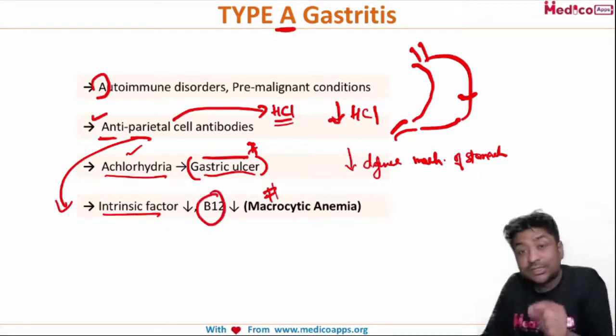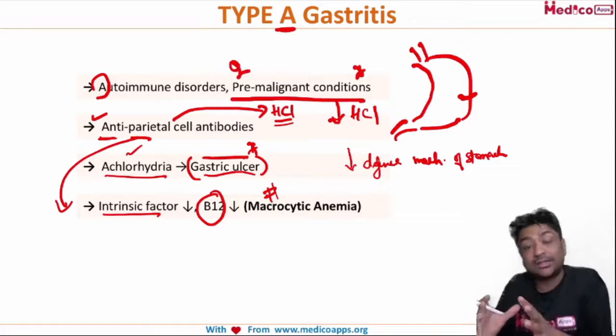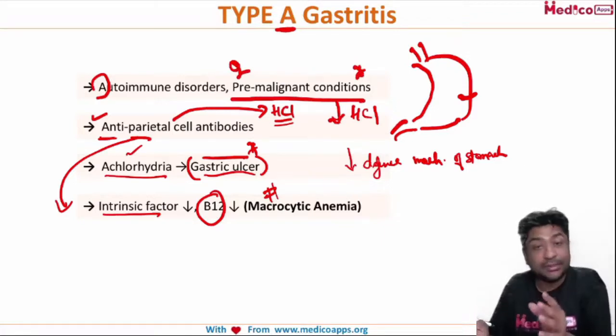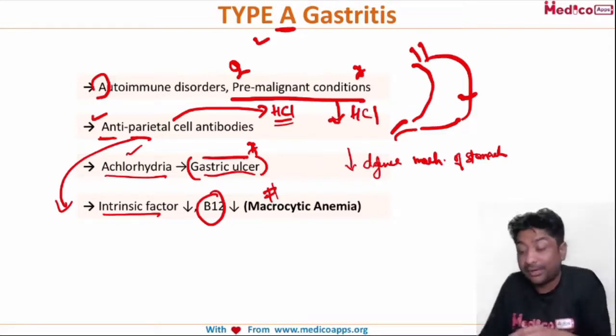Now, because there is ulcer, remember it is pre-malignant. Again, a very, very favorite question. All gastric ulcers are pre-malignant. Remember this. So, because there is an ulcer formation, this type A gastritis will come under pre-malignant conditions. So, these are very, very important points. These are the only 4 or 5 points which you have to remember about type A gastritis.